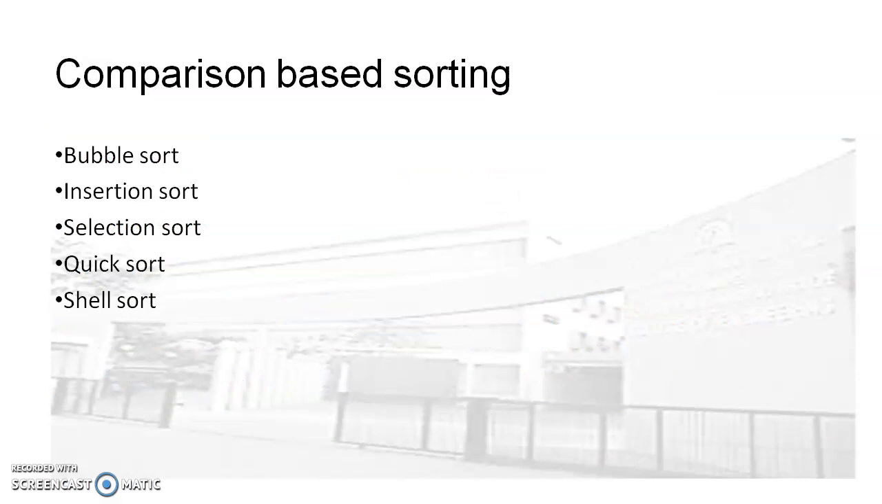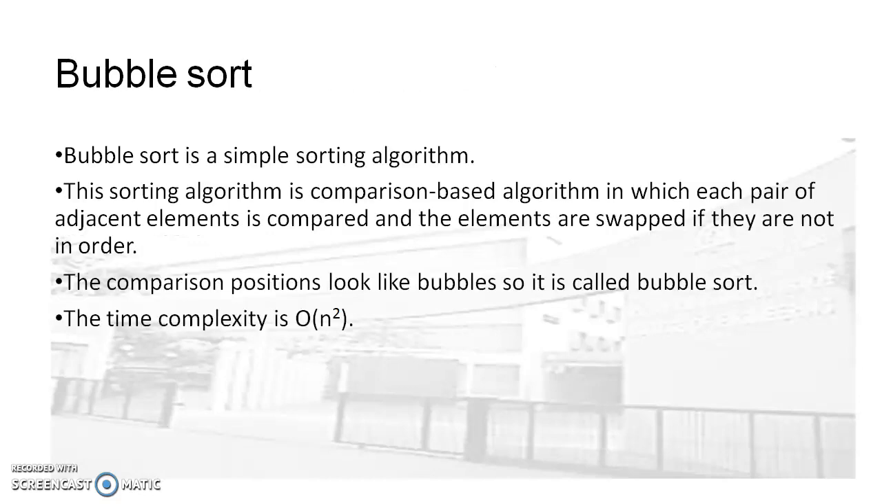Now, let's see the different comparison-based sorting techniques. In comparison-based sorting techniques, the elements are compared based on their values and a swapping operation is performed to organize or arrange the elements as per their sorting order. The different sorting techniques are bubble sort, insertion sort, selection sort, quick sort, shell sort. Apart from this, there is merge sort, heap sort. So various comparison based sorting algorithms do exist. Let's have a look at some of these sorting techniques.